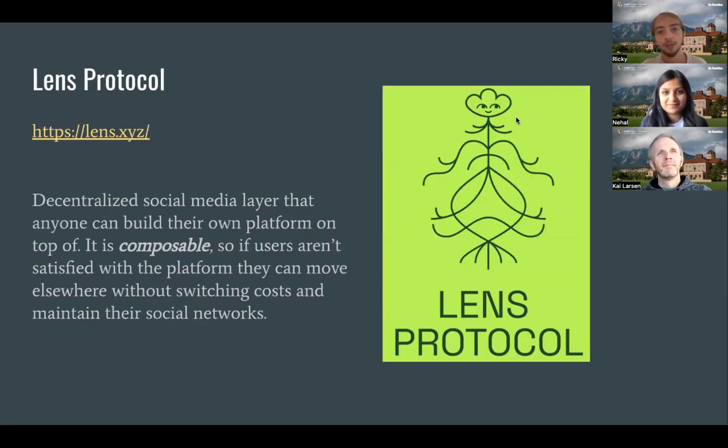So today we're talking about a relatively new decentralized social media platform called Lens Protocol, which has been gaining a lot of traction lately. Lens is a decentralized social media layer that anyone can build their own platform on top of. So it's basically, quote unquote, composable, which means if users aren't satisfied with the platform, they can move elsewhere without switching costs and basically maintain their existing social networks. We will expand on what this exactly means in future slides.